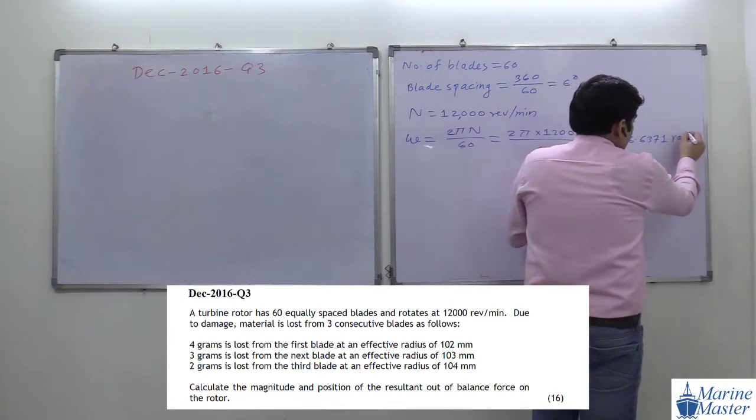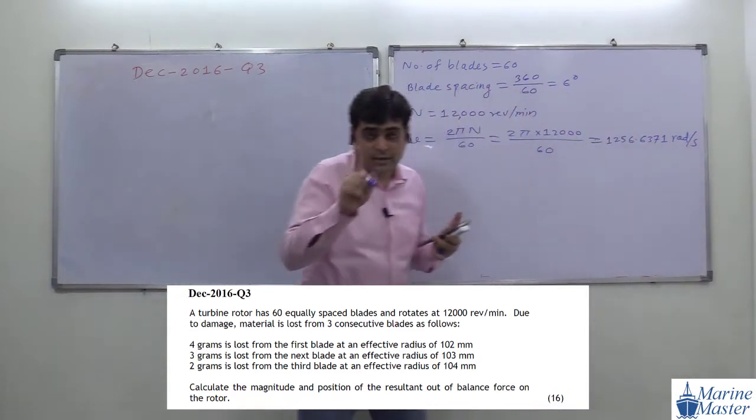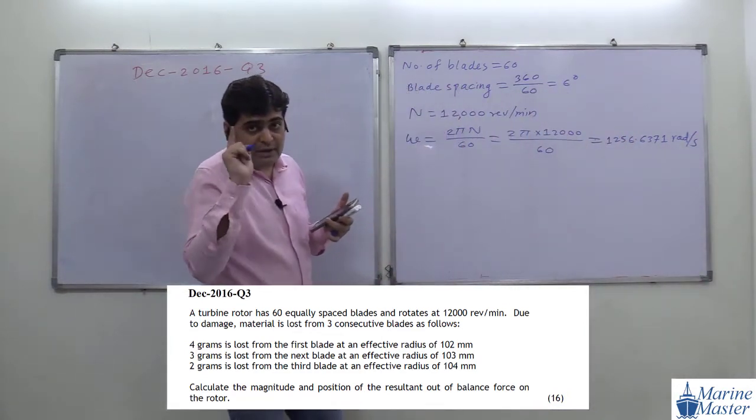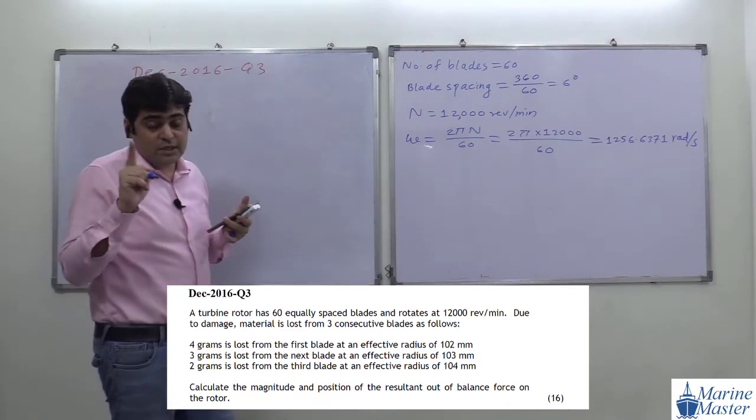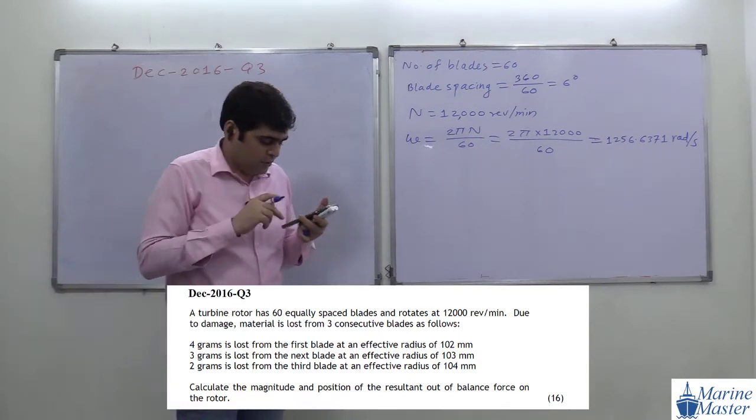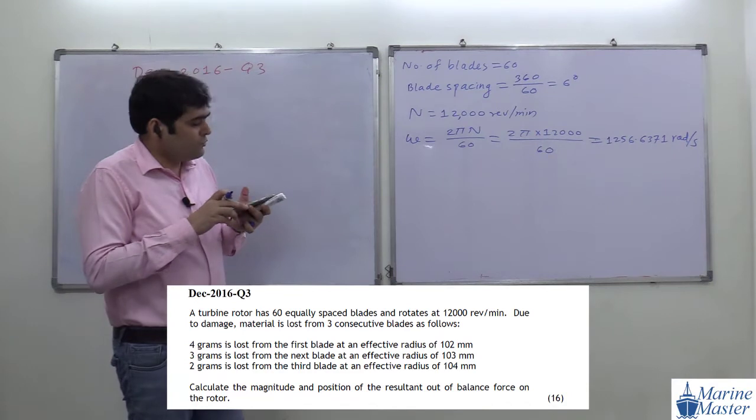Omega is 1256.6371 radian per second. See the point, in mechanics, units are very, very important. Okay, good. So we got omega.